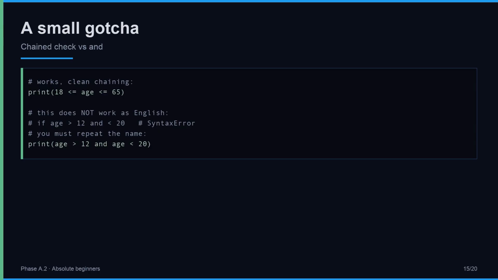One small gotcha worth knowing. You can chain comparisons against a single value, like 18 less than or equal to age less than or equal to 65. But you cannot write age greater than 12 and less than 20, the way you might in English. Python raises a syntax error because the second half has nothing to compare. You must repeat the variable, age greater than 12 and age less than 20. Or, better, use the chained form, 12 less than age less than 20. Both are clear, just remember to name the value on both sides of the AND.